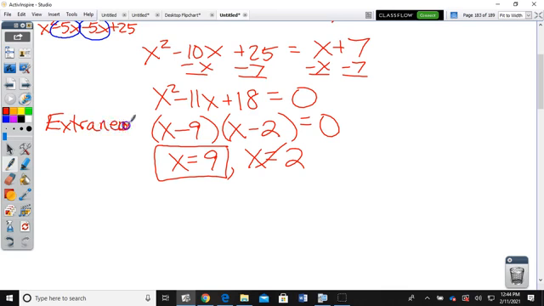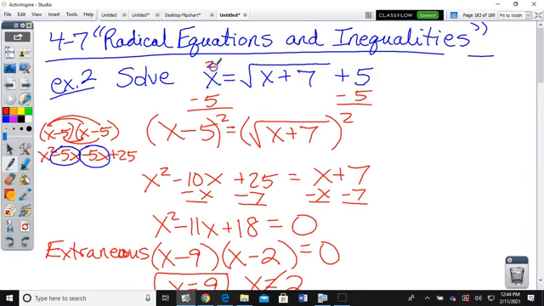How do you know that the 2 doesn't work? Because I plugged it in and it didn't give me something that was true. When I plug in 2 here, 2 plus 7 is 9, so the square root of 9 plus 5, square root of 9 is 3. 3 plus 5 is 8. Does 8 equal 2? It does not, so that one doesn't work. Okay? Any other questions? Everybody good?